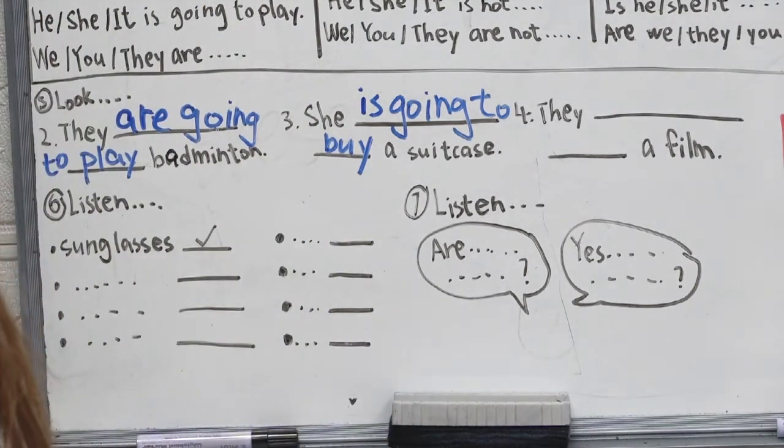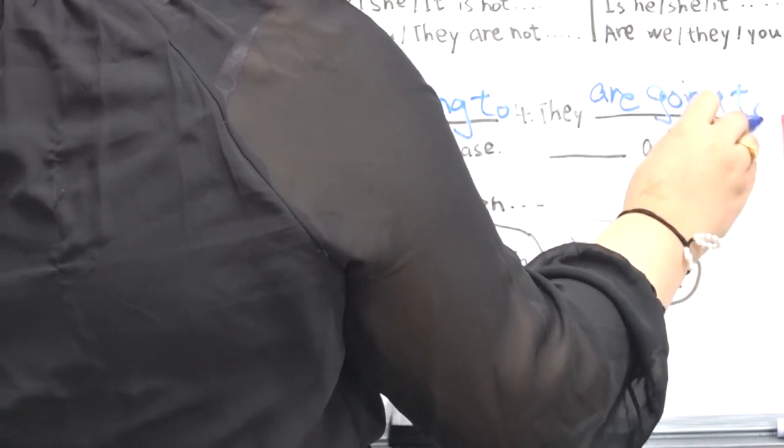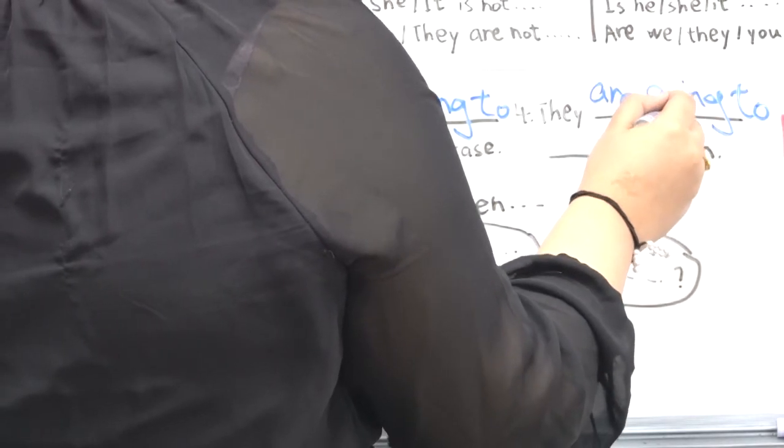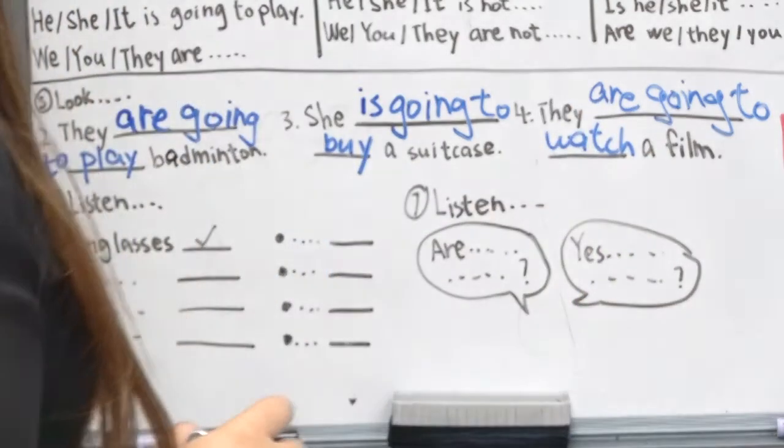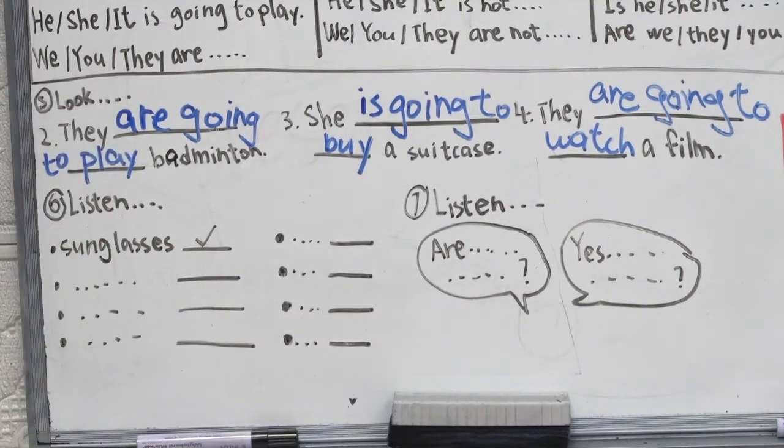4. They space a film. They are going to watch a film. Right? Good job. Check your answers. We are done with part 5 actually.